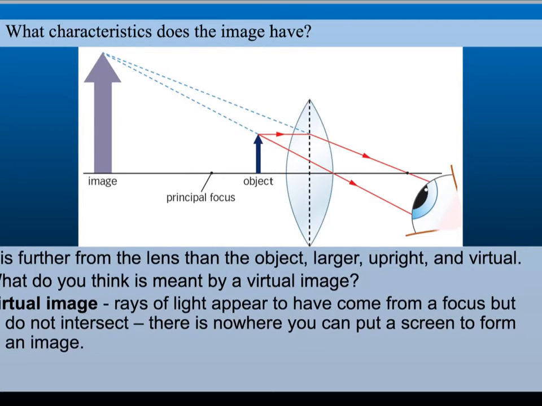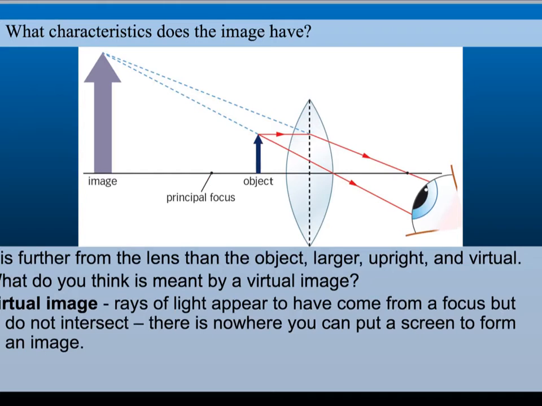The characteristics of the image are that it is larger, it's upright, and it is further away from the lens than the object is. It's also a virtual image. It's a virtual image because the rays of light only appear to have come from the image. They don't actually come from the image itself, so there will be nowhere you can put a screen to form an image.